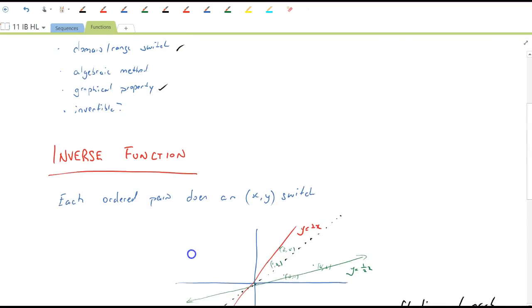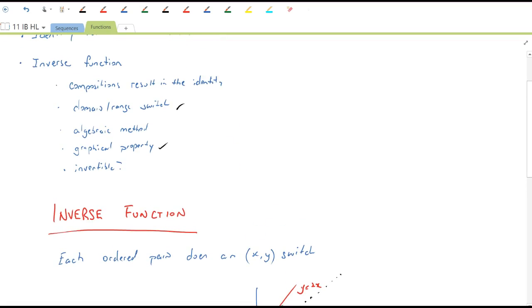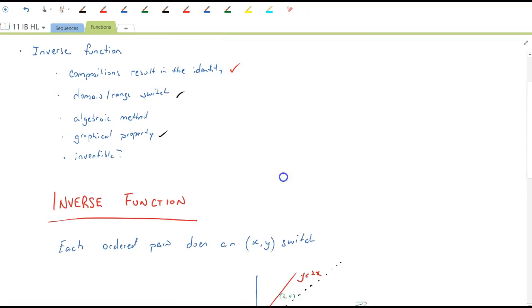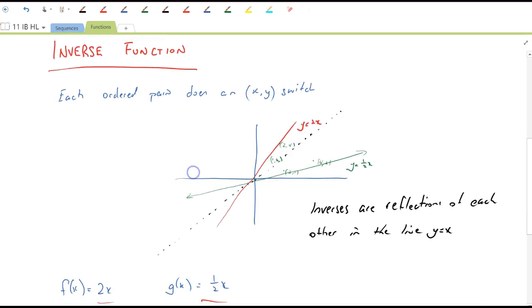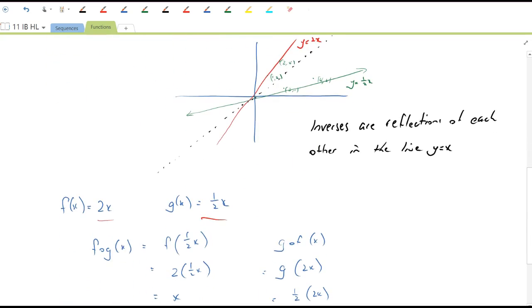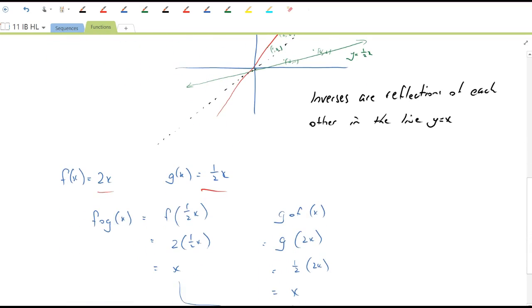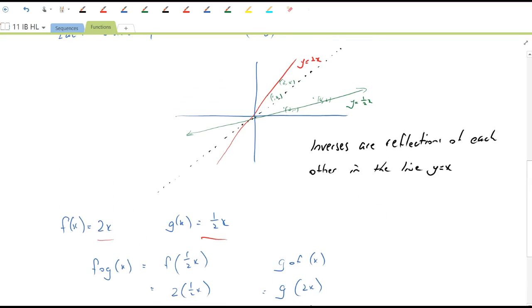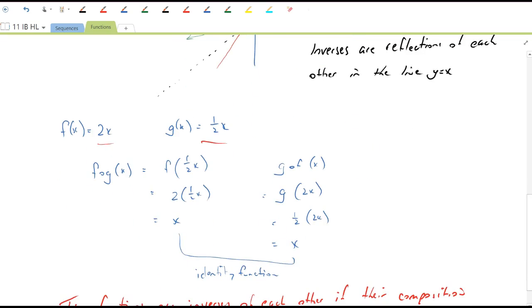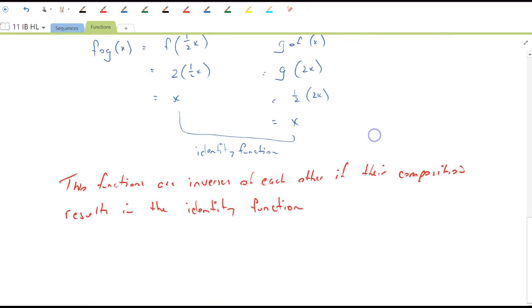There's loads going on here. So that's the compositions result in the identity. Now we'll look at two other things. We'll look at how to find the inverse function in an algebraic sense, and also then how to check whether functions are actually invertible. But so far, just to summarize, two functions are the inverses of each other if they're reflected in y equals x, and if their composition results in the identity function.